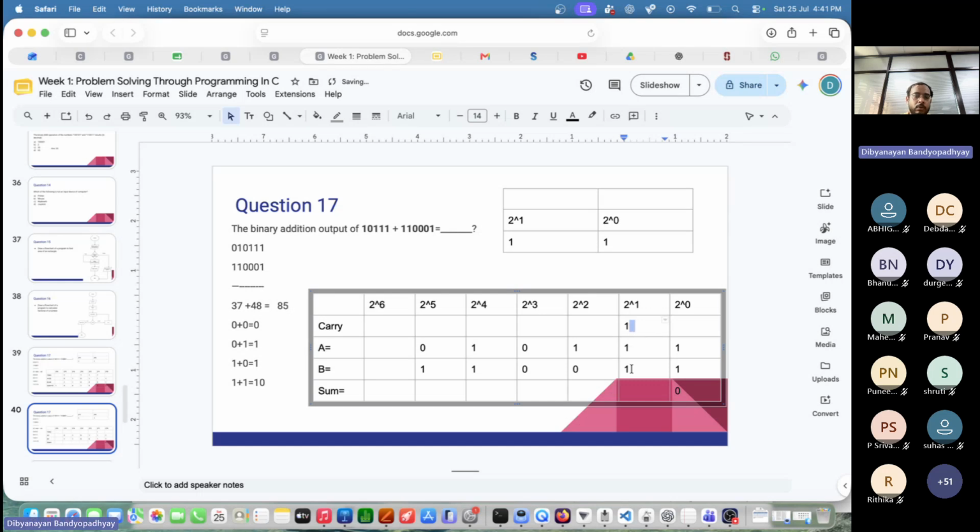Then 1 plus 1 plus 1, so this is 3. So the placement will be 1, the carry will also be 1. Then 1 plus 1 again is 2, so here it is 0, and 1. So you place 1 directly here. Just summing it. 1 plus 1 is 0, you place 1 here. Is it clear now? Whoever asked the question, 1 plus 1 plus 1.